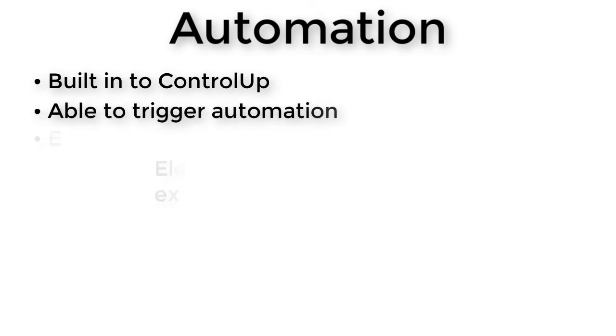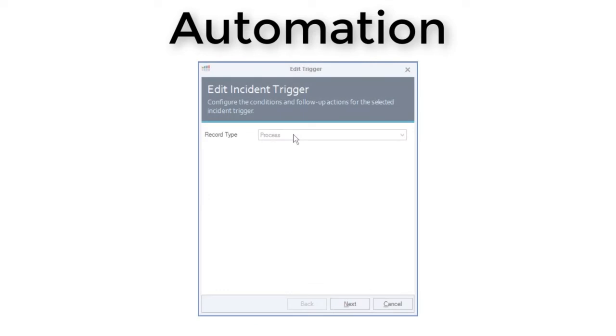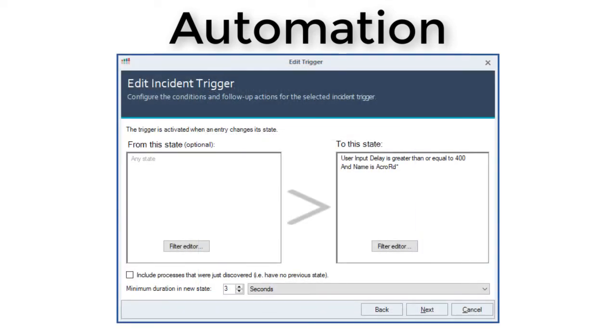The last point to touch on is ControlUp's automation platform. Because this metric is available within ControlUp, we can automate actions based on the value of this metric. For instance, if we see a user is having a poor experience, we can elevate the process priority, giving them more CPU cycles than their peers. As an example, I'm going to create a trigger against the process record. I'm going to specify the user input delay must be greater than 400 milliseconds and the process name must match one of these values.